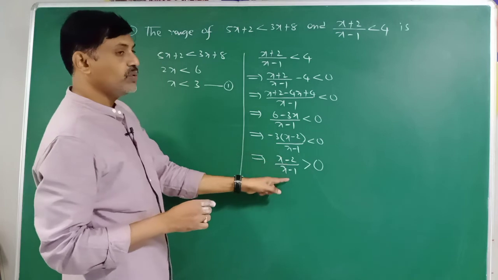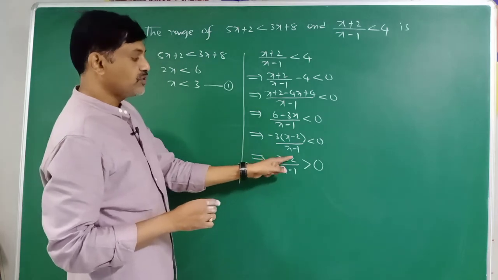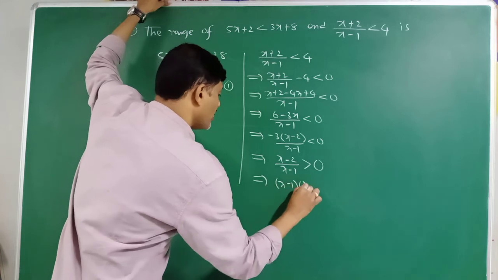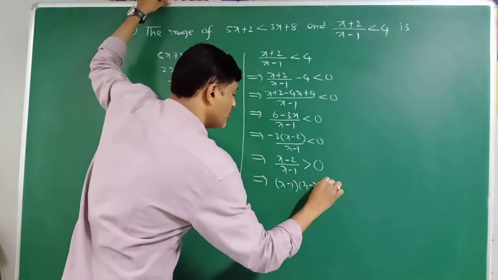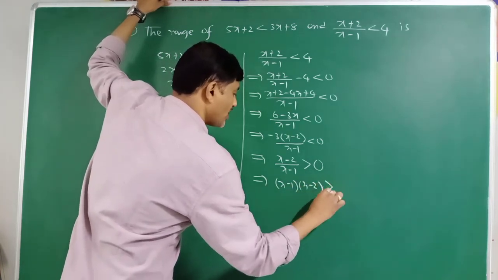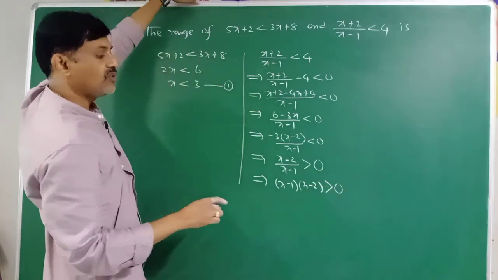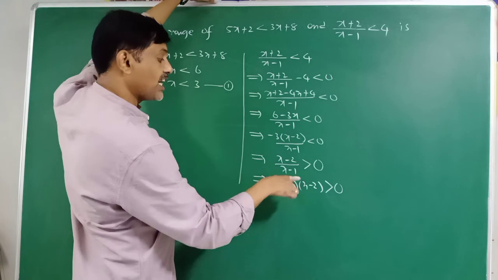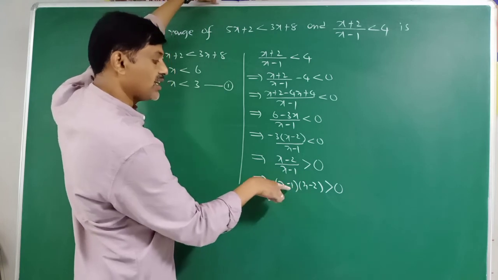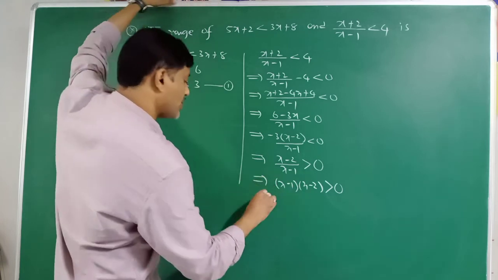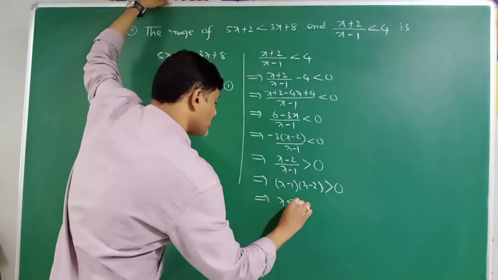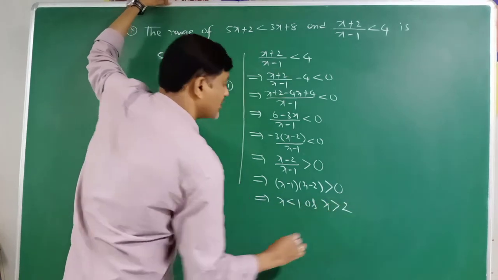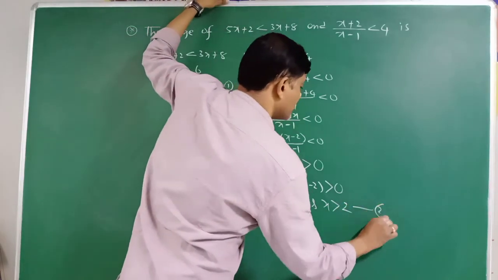Now x minus 2 into x minus 1 is greater than 0. Since it is greater than 0, x never lies between our roots. Our roots are 1 comma 2. Therefore, clearly x is less than 1 or x is greater than 2. This is our second inequation.